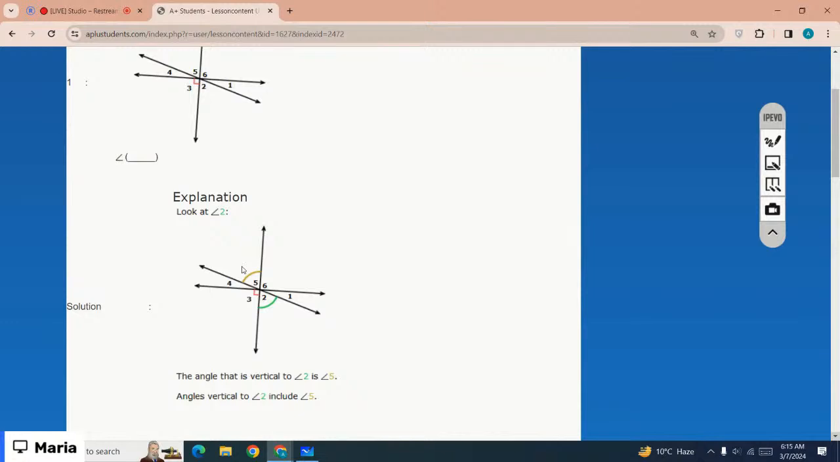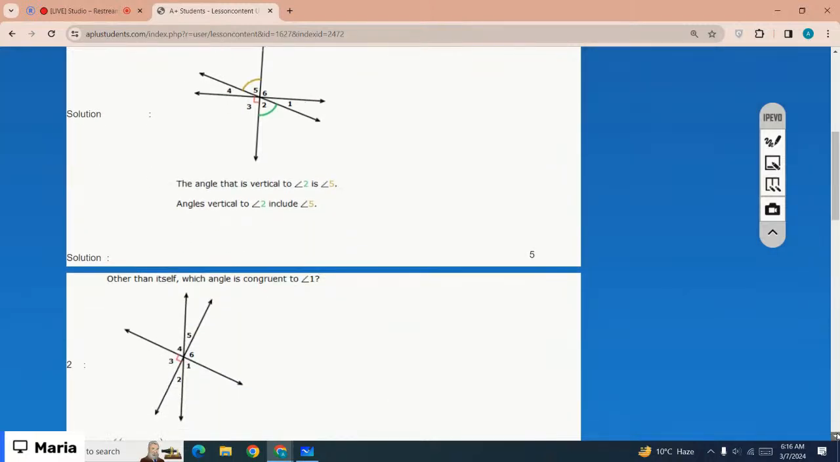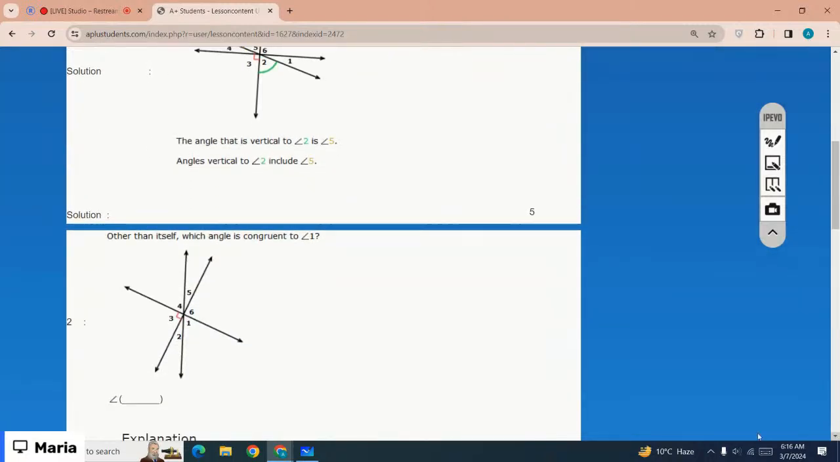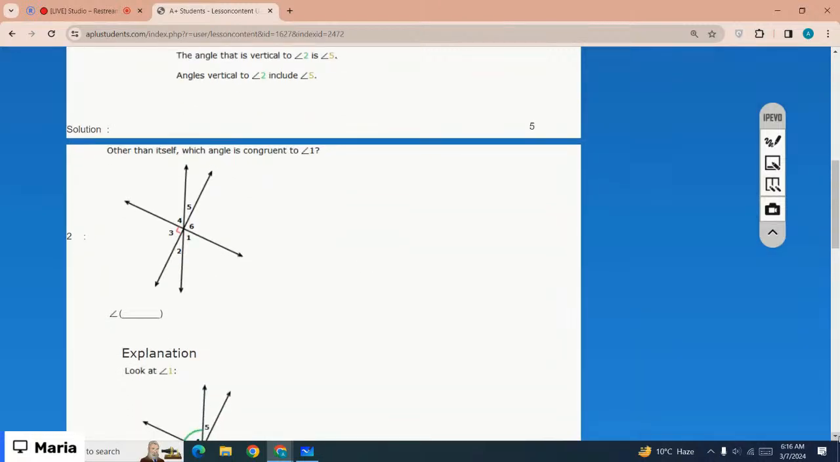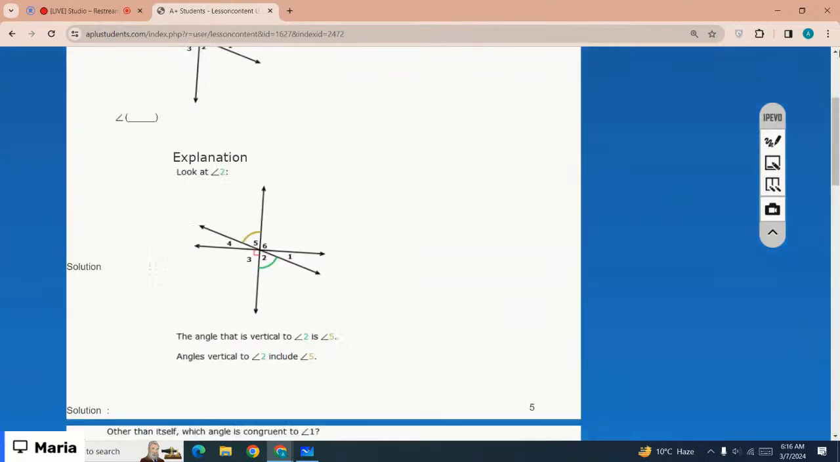Here is angle 2. Vertical angle means the angle on the opposite side, formed by the same lines but on the opposite sides. That is angle 5, right? Okay, other than itself, which angle is congruent to angle 1? Here is angle 1, right? So the angle that is congruent to angle 1 is angle 4, because here you have 4 on the other side, so angle 4 is congruent to angle 1. Okay, let's just start with the test questions.